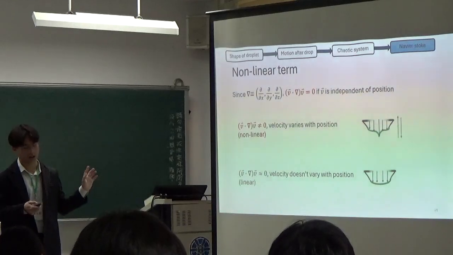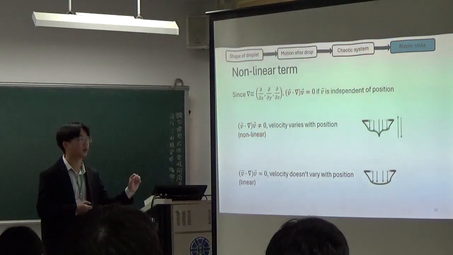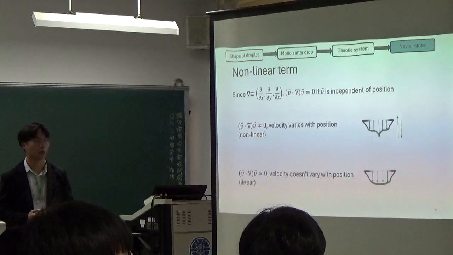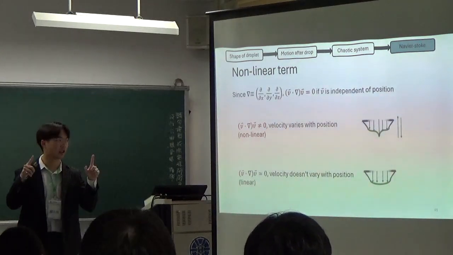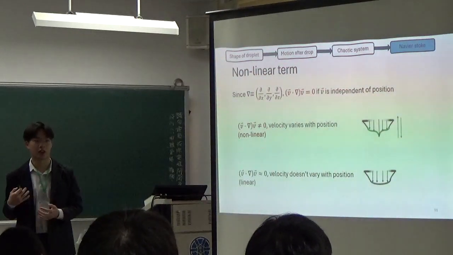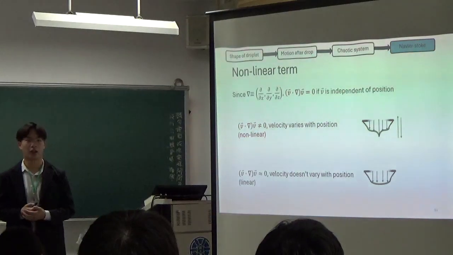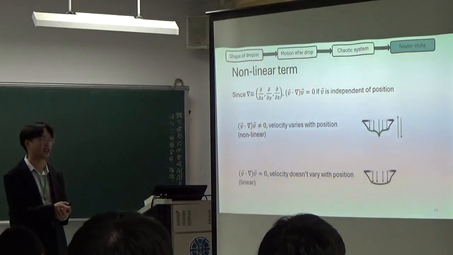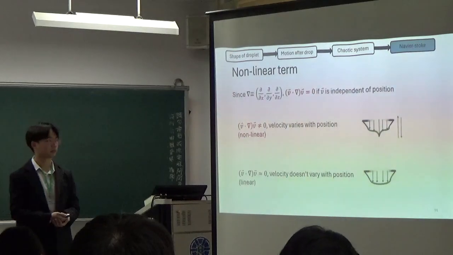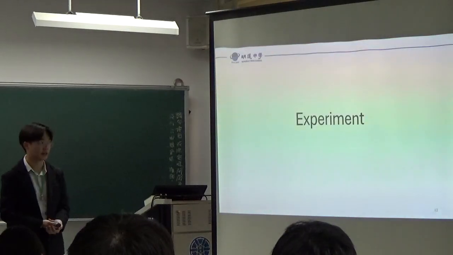And about this nonlinear term, when it's not equal to 0, the velocity will vary with the system, which means that we have a convection acceleration going backwards. But when it is close to 0, the convection wouldn't affect the whole velocity, so the velocity doesn't vary with position. And let's move on to my experiments.